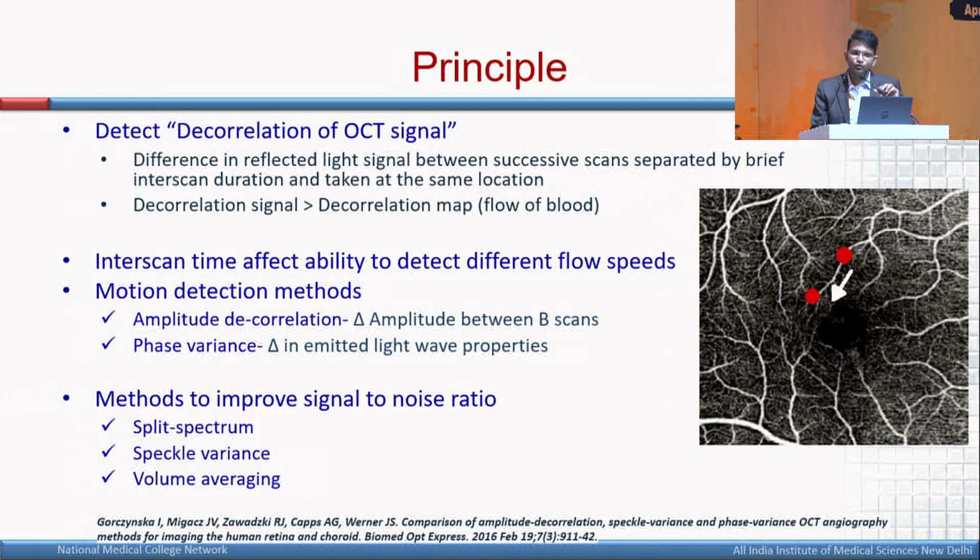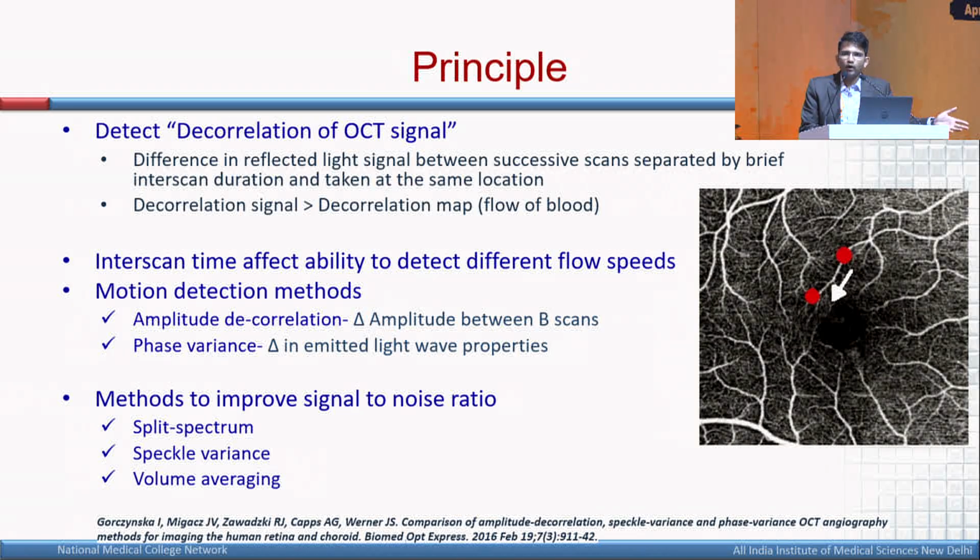Now, the principle of OCT angiography is based on decorrelation signals. What do I mean by that? Successive B-scan images are taken at a particular point in the retina or the choroid, and the detector detects the difference in the signal from these two images at the same place. This decorrelation signal is interpreted by the machine as occurring because of any movement within the structures captured by the B-scan.